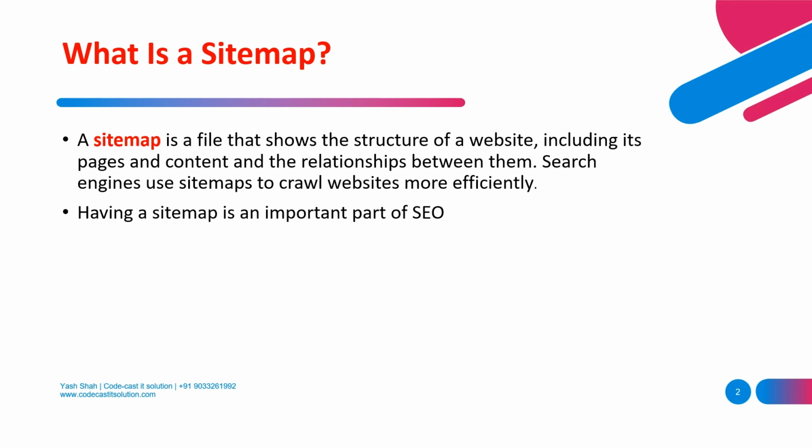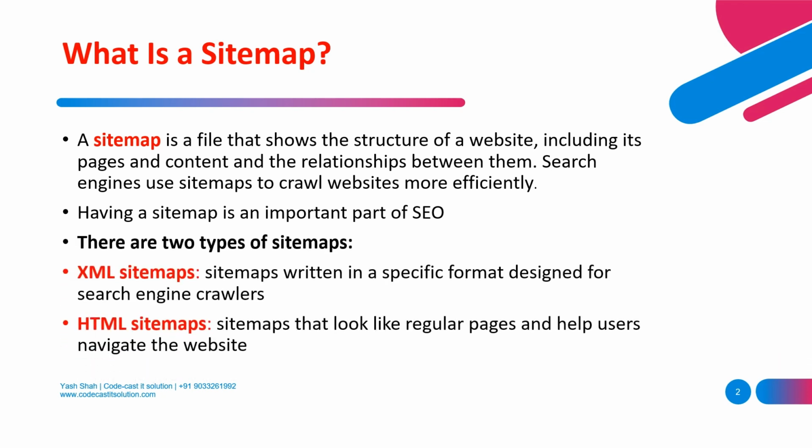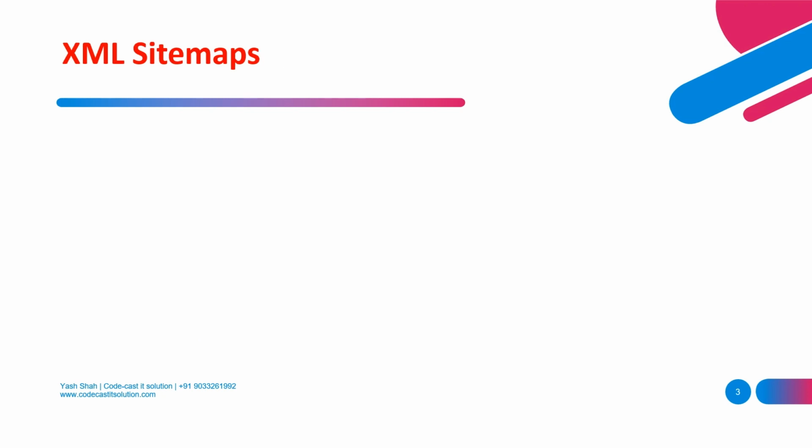There are two types of sitemaps. XML sitemaps: sitemaps written in a specific format designed for search engine crawlers. HTML sitemaps: sitemaps that look like regular pages and help users navigate the website.